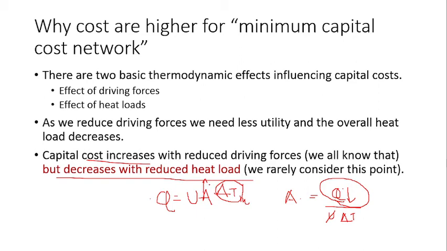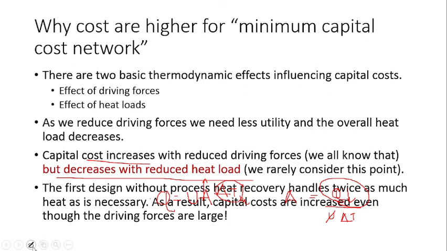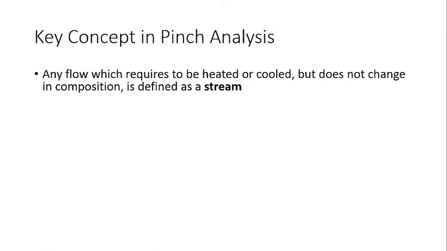And that is why what you need to be careful about is that the first design, without process heat recovery, handles twice as much heat as necessary, because you could see that all of them were supplied with utility. As a result, capital costs are increased even though the driving forces are large in the first case, right? So this is something which we have to keep in mind, right?